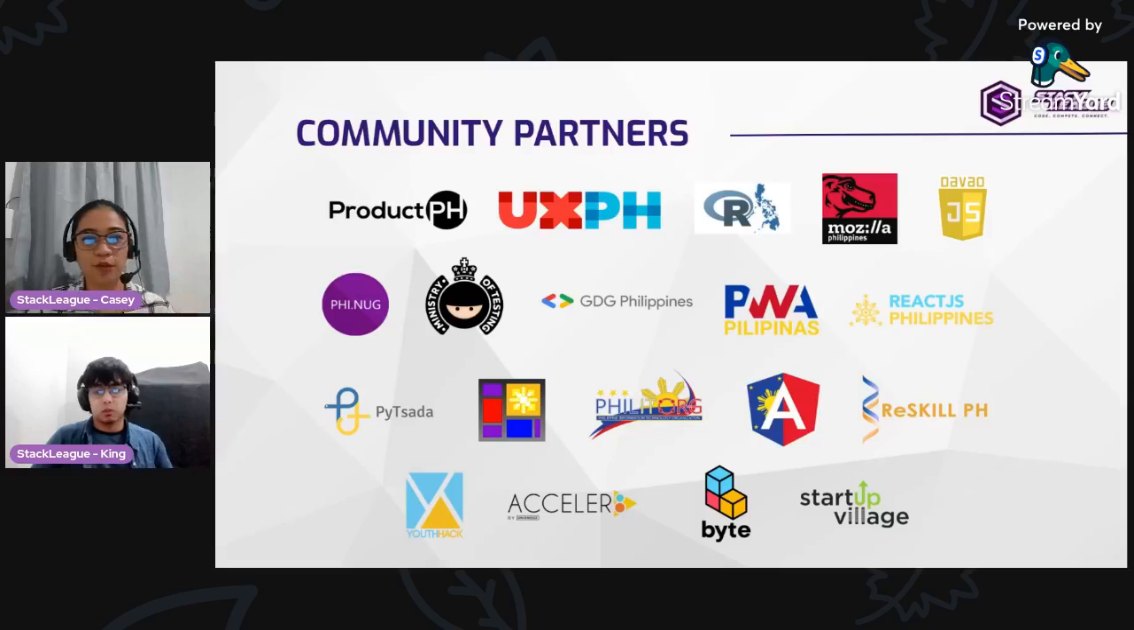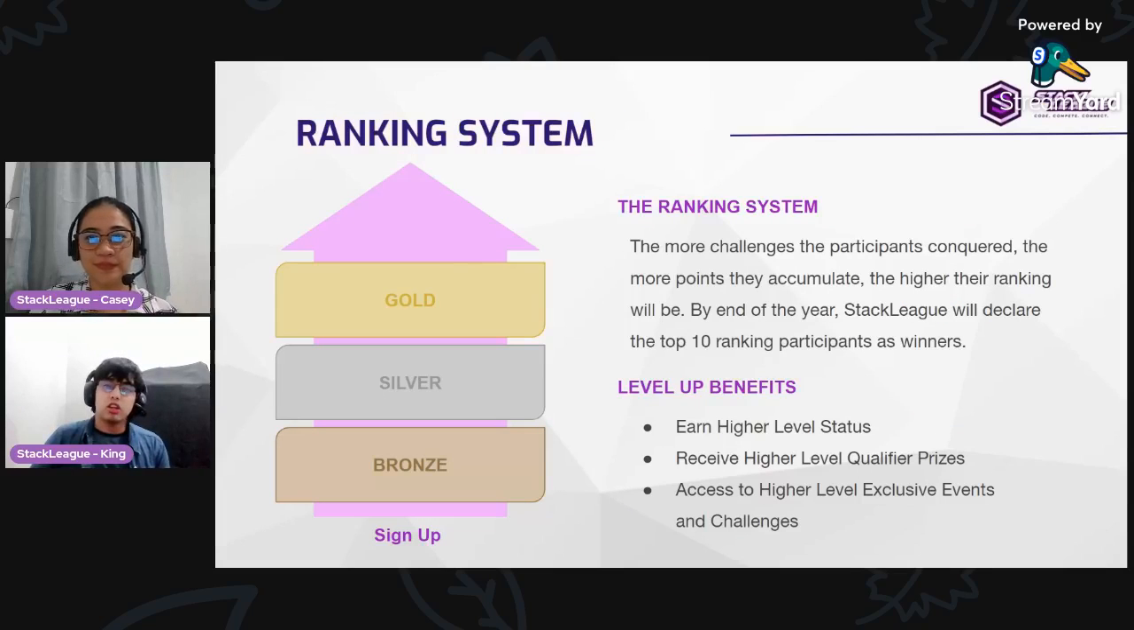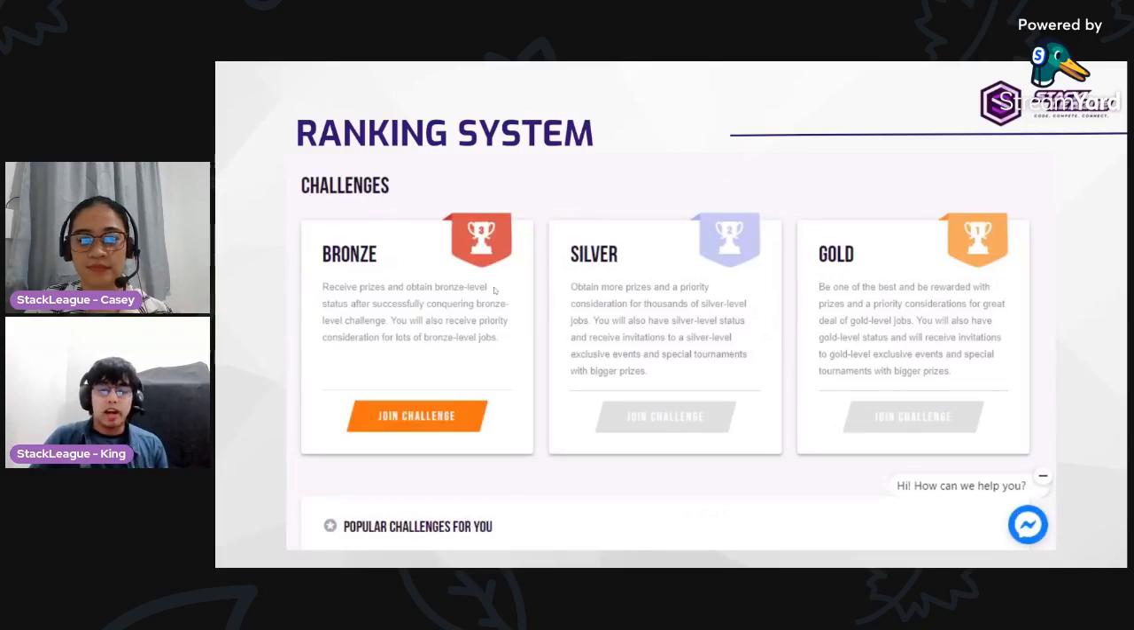Now, I think we're all interested in the league. How does it work, King? How are the players ranked? All right. For those who are new at Stack League, this is how the ranking system works. You will start at the bottom with 0 points, and you solve as many challenges as you can, and you will earn corresponding points. The more points you get, the higher your ranking goes, and the more opportunities are unlocked for you to access. Here we have our three ranks in the league.